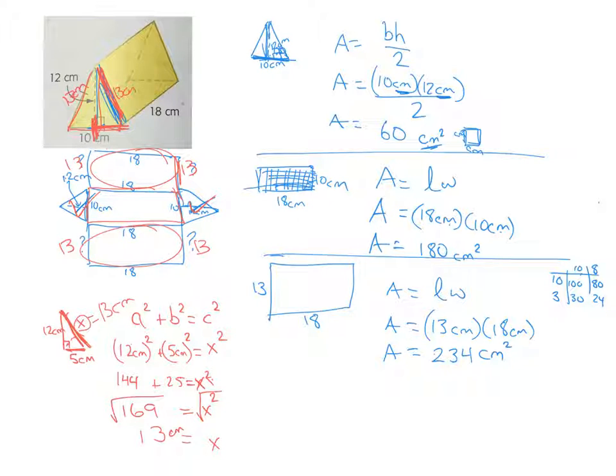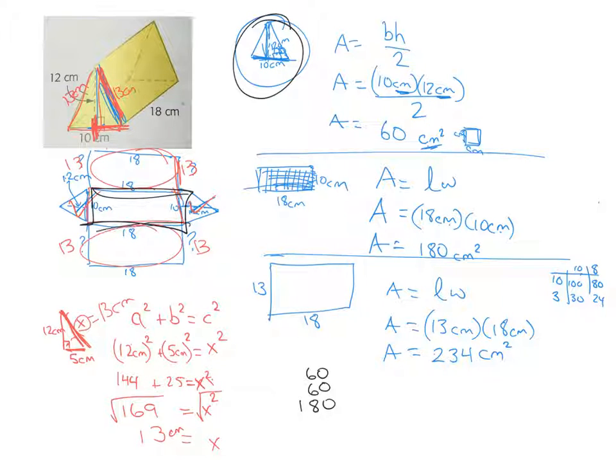So the last thing we need to do is add up all our areas. So I'm going to just stack add this. So I've got 2 triangles. So I'm going to use black here. So my triangles, I've got 2. So each of them are 60. So I need 2 of those, or you could just say 120. I had 1 rectangle in the middle, which was 180. I had 2 rectangles on the side that were 234.